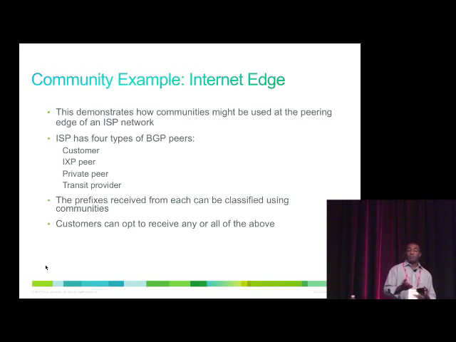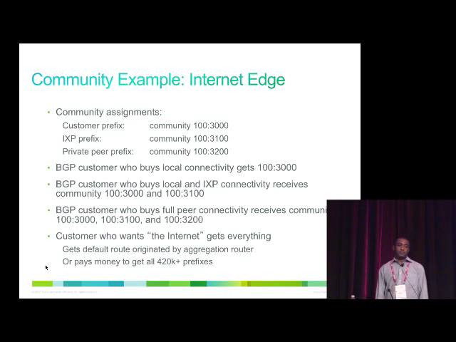So inter-exchange and private peering are similar, except that the inter-exchange is usually done in a multi-tenant scenario. So the inter-exchange carriers, basically. The transit provider, that's where you get your full internet connectivity. And the prefixes received from each one of these are classified in different communities so that they are advertised to the customers accordingly, based on what the customers have purchased.